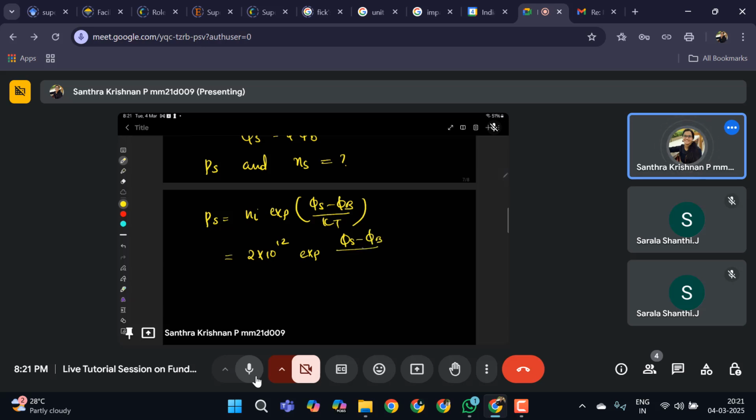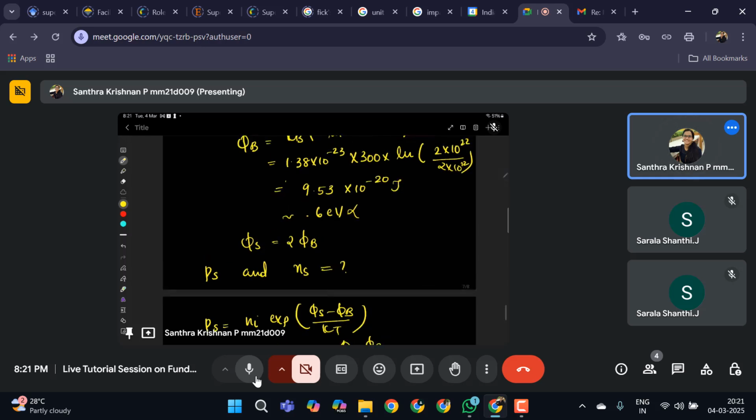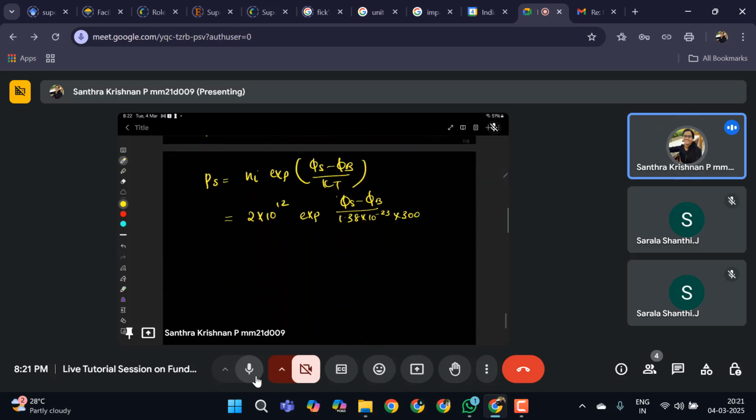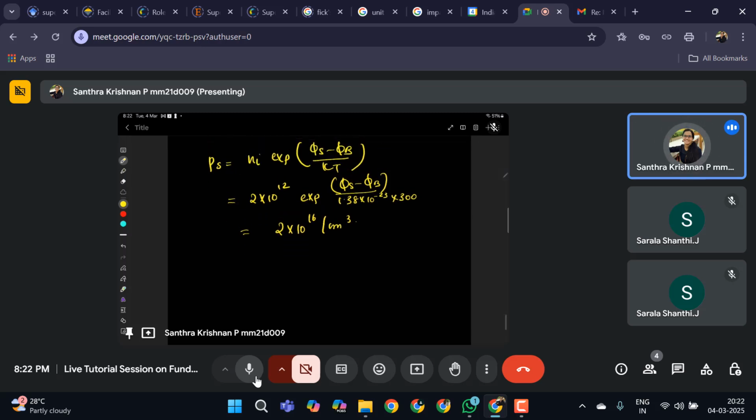You have to substitute these both, with k as 1.38 into 10 power minus 23 into 300. So this electron volt value is actually not needed. You can directly substitute it in this thing as well. So phi s and phi b you take and substitute, and you get ps approximately equal to 2 into 10 power 16 per centimeter cube.